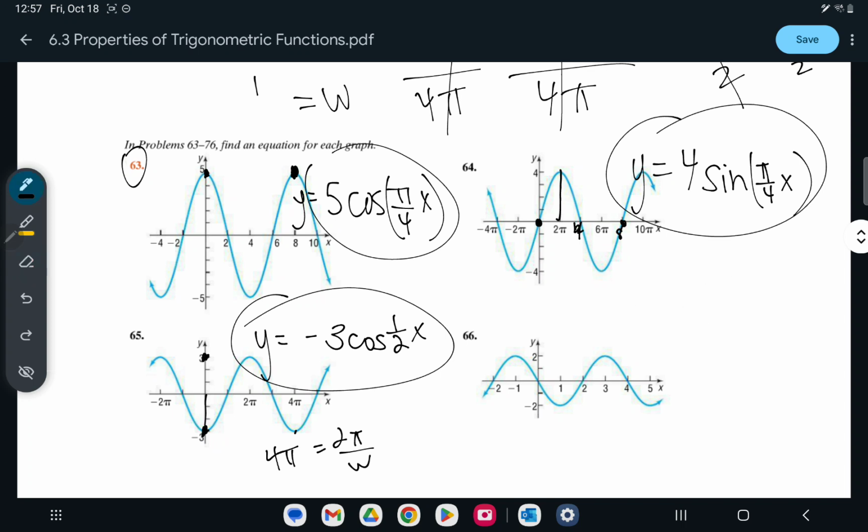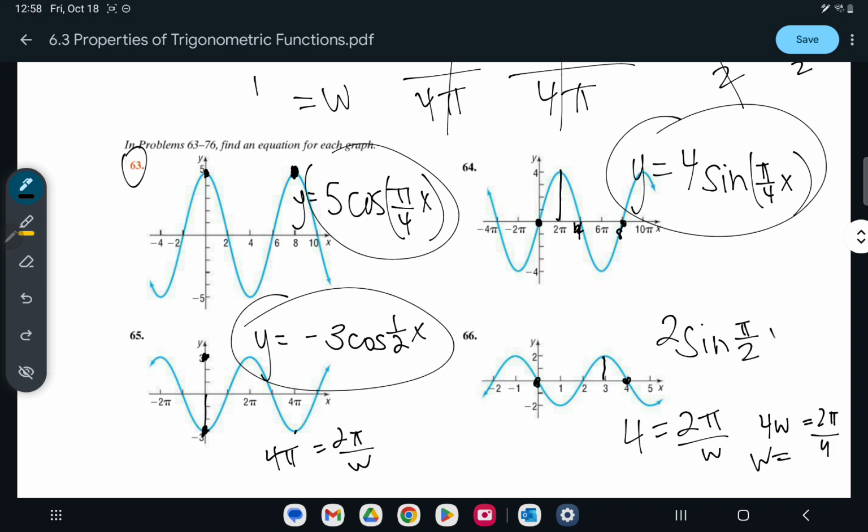Let's look at this last one here. So it's another sine function. Amplitude looks like 2. And the period looks like 4. So 4 omega equals 2 pi. Omega is pi over 2. And then the only other thing is a reflection as well. So, gotta have that negative, because usually sine goes like this. So, it reflected. And there we have it.